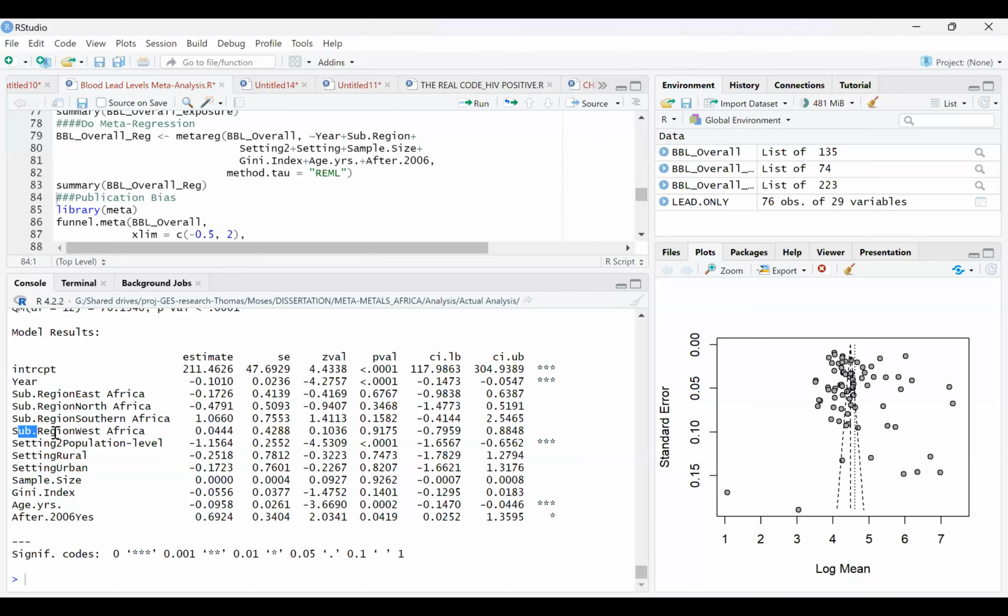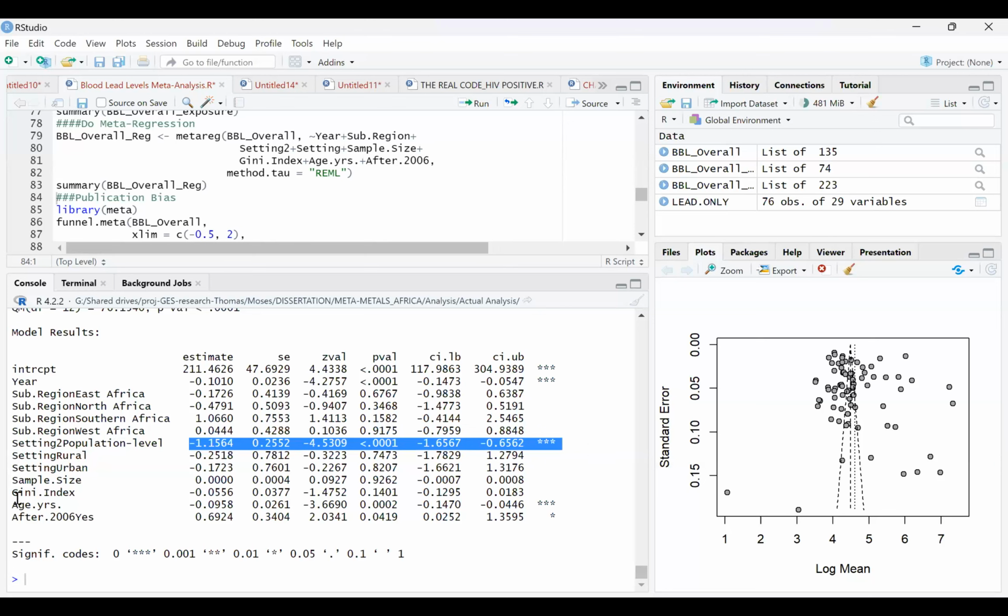Now, when we come to population level versus hazardous level: can we observe a statistically significant difference between studies that were conducted in hazardous regions versus those conducted across the general population? You can see that there is a statistically significant difference. As compared to studies conducted among the general population, those conducted in very hazard-specific locations have more pollution. That is why they have a negative coefficient, and this one is also statistically significant.